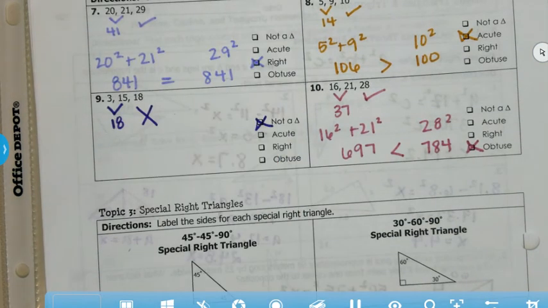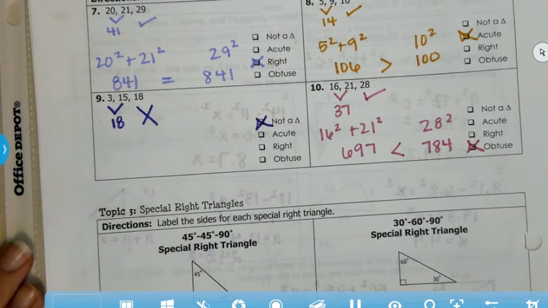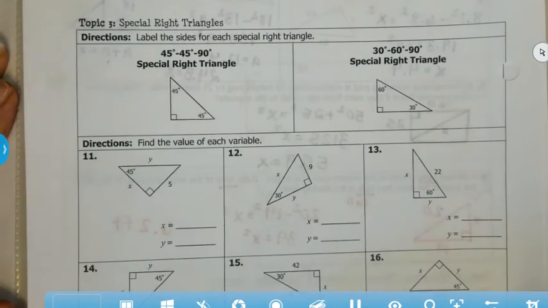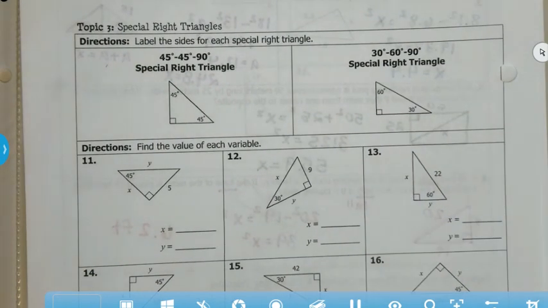All right, let's take a look at topic 3, 45-45-90 triangles. Now, these are the ones that have those special patterns that we talked about.